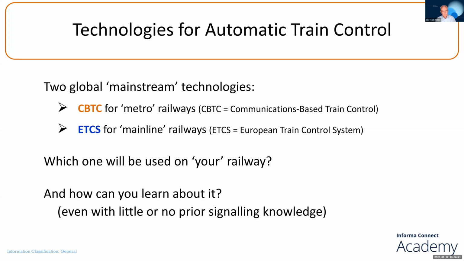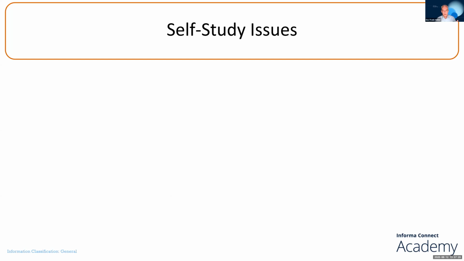So the next question is, once you know whether CBTC or ETCS is more relevant for your environment that you're working in, how can you learn about this? Especially, how can you learn about this when you only have very little or even no signaling knowledge when you decide you want to learn something about it? Now, one way, and that's very popular these days, is, well, I just do self-learning. I have Google, I have Wikipedia, I have YouTube, I have all kinds of tools where I can learn something. That has some issues. Let's talk about those.